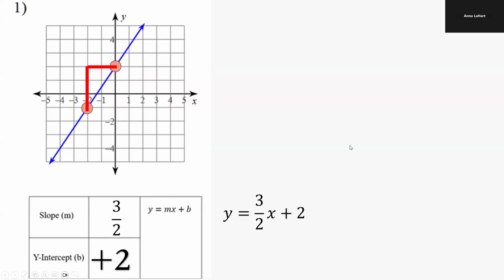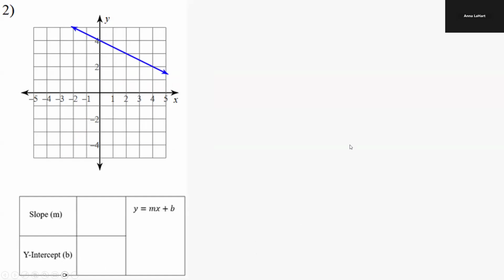All right, next example. Again, pause the video and please fill out the information. In 3, 2, 1. Y-intercept would be there, and so it's a positive 4. This one, we go down 1 over 2, down 1 over 2, so that's a negative 1/2. So putting those both together, you would end up with y equals negative 1/2 x plus 4.